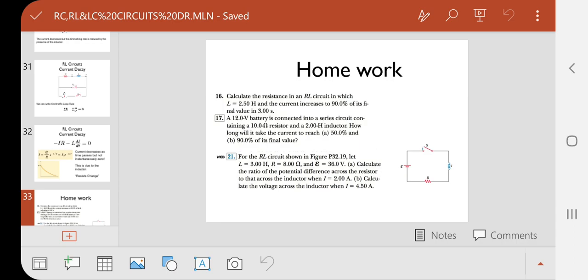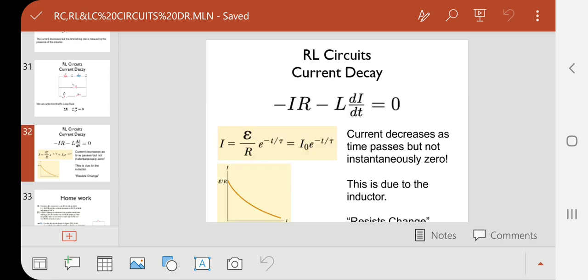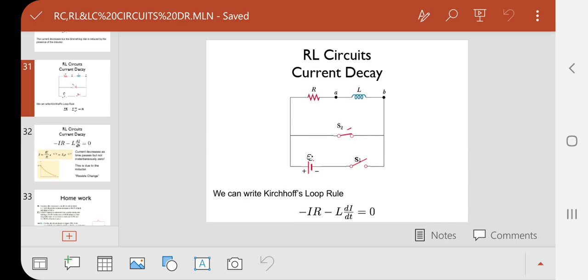Similarly, a 12 volt battery is connected to a series circuit containing a 10 ohm resistor and a 2 henry inductor. How long will it take the current to reach 50% and 90% of its final value? For this you may use the formula I naught into e power minus t by tau, where the V and R values are already known. This is the current decay.